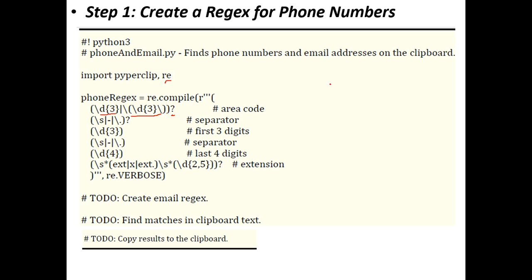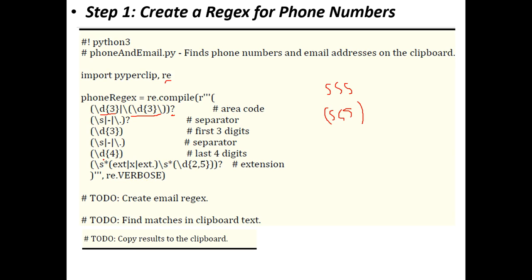Sometimes we may write numbers without parentheses, like 555, or sometimes we use parentheses. So these are the two forms for the area code. Either it may be in this form or in this form. Because of that reason, again I am using the pipe here. That pipe joins those two parts. Next we can add a comment here. Adding a comment is possible because of verbose.